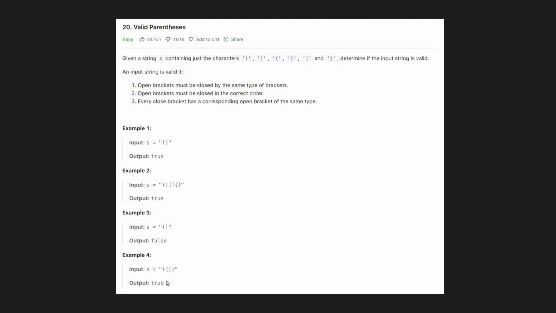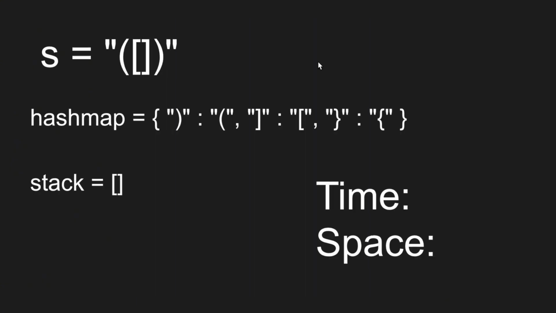So how can we solve this problem? One way we can solve this problem is we can set up an empty stack in the beginning, and we can create this hash map where the keys are the closing brackets and the values are the opening brackets. So we can loop through this original string that we are given, and if this character is not in the hash map, then we add it to the stack.